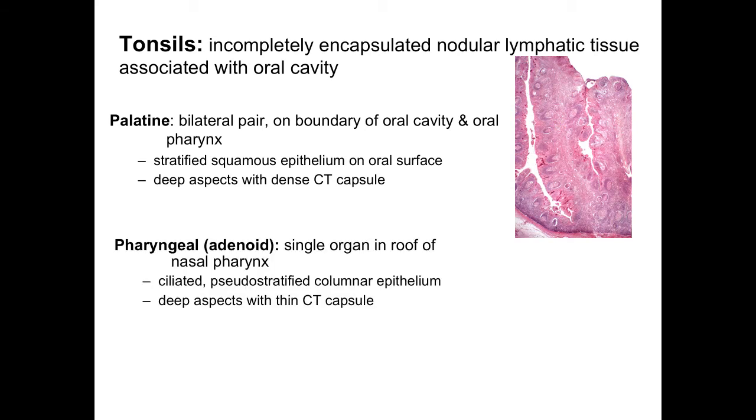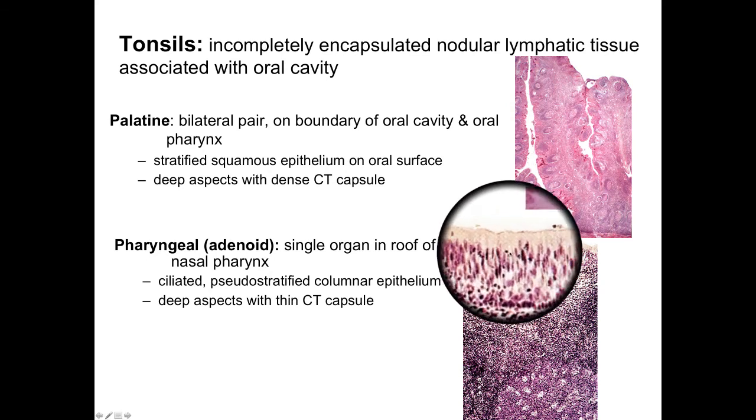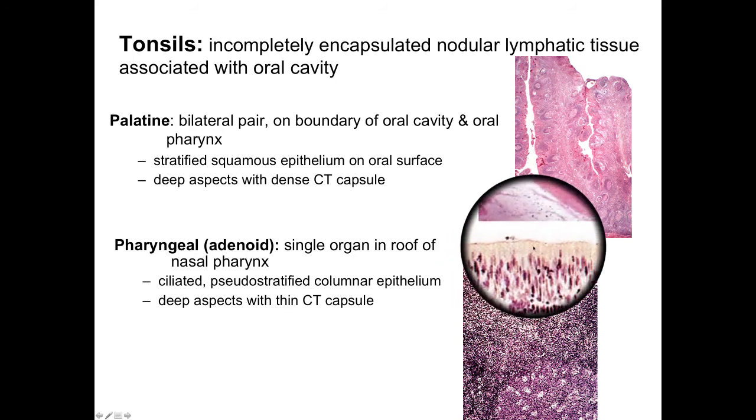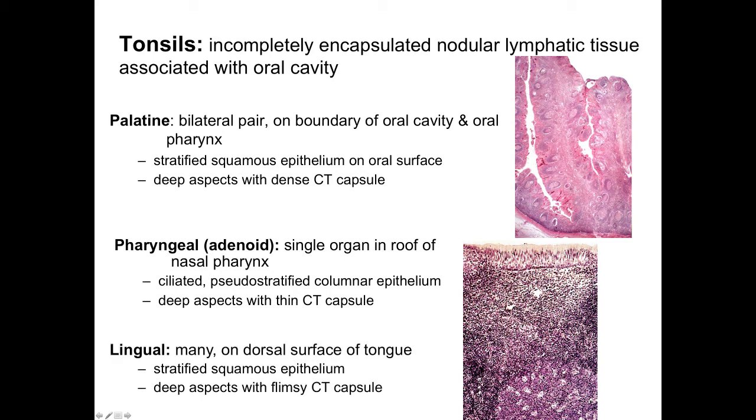The pharyngeal tonsil is a single organ in the roof of the nasopharynx. It has a ciliated pseudostratified columnar epithelium on one surface. The deeper aspects, which are not shown in this image, have a relatively thin connective tissue capsule. But look at all the diffuse lymphoid tissue here, and here is some nodular lymphatic tissue associated with this pharyngeal tonsil. And then the lingual tonsil, there are many lingual tonsils on the dorsal surface of the tongue.